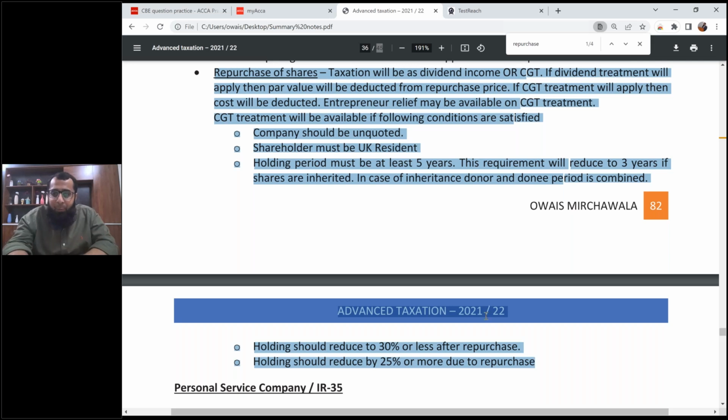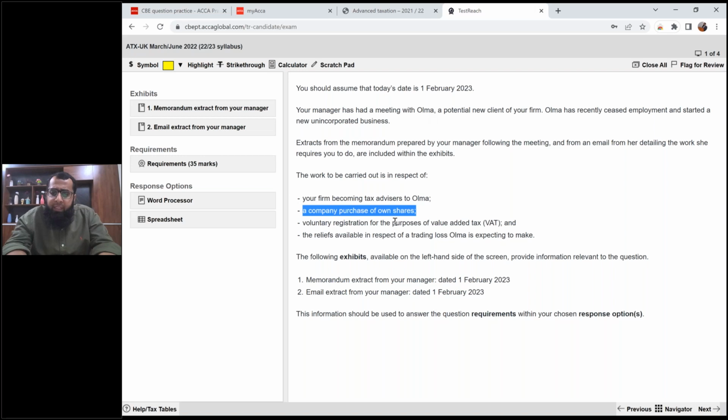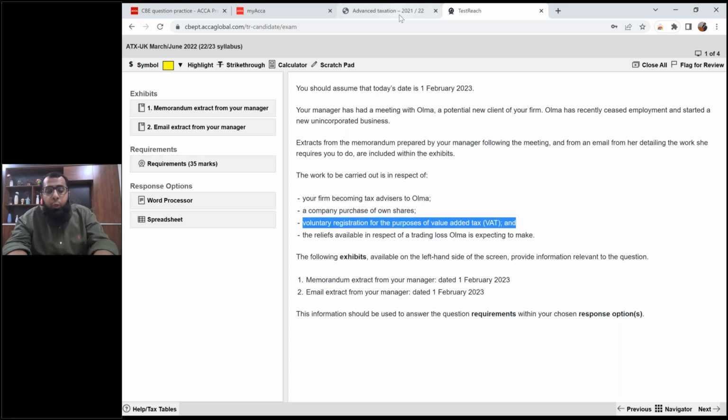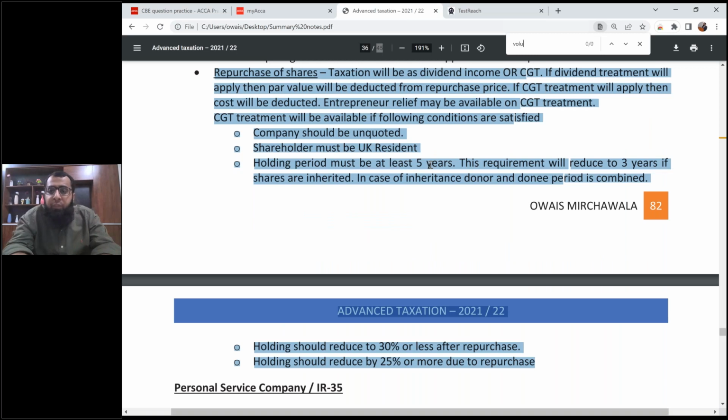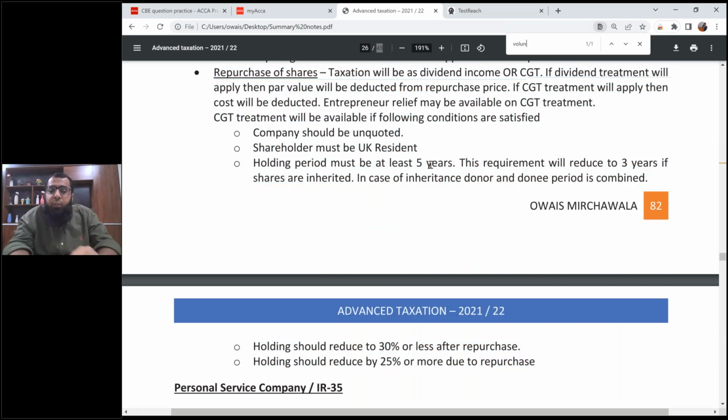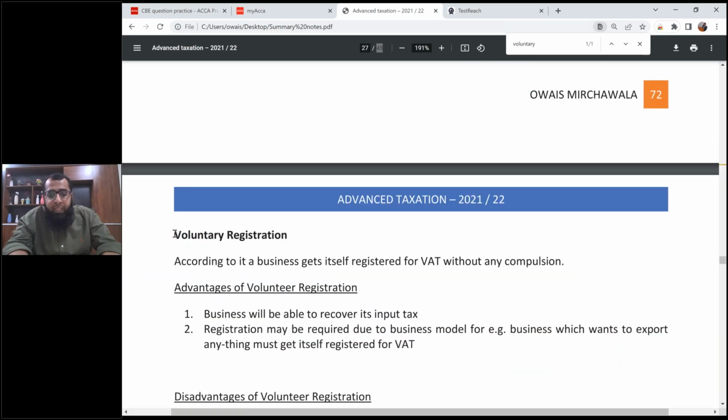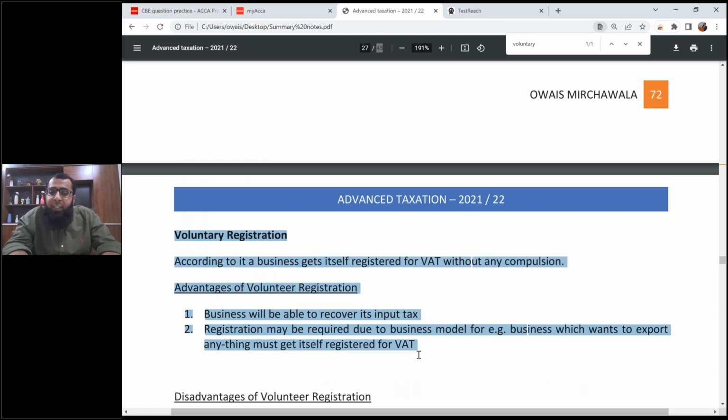You need to remember the rules. Okay, but it will be a very good help while you revise the course. Then voluntary registration for the purpose of that, you'll go to the summary notes, you'll just find voluntary registration for the purpose of that. So here are the rules relating to voluntary registration. So it will be a great help.